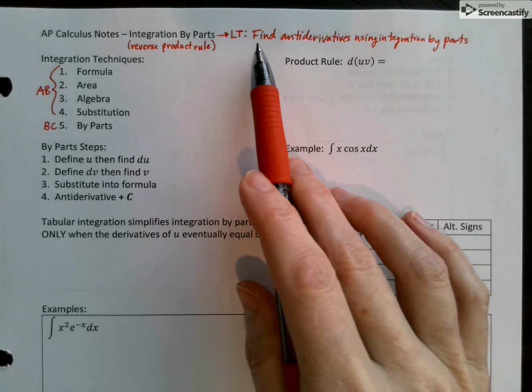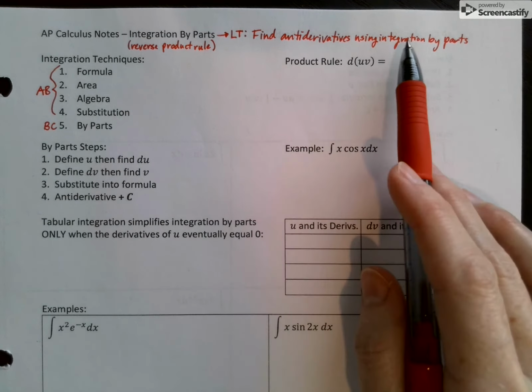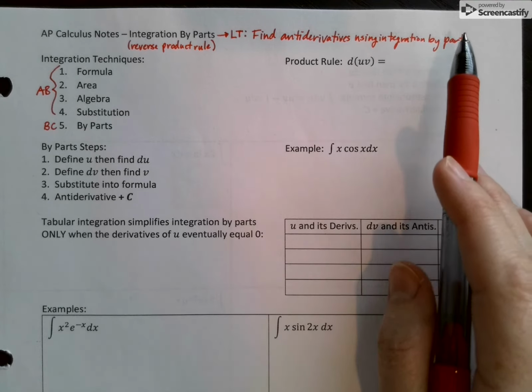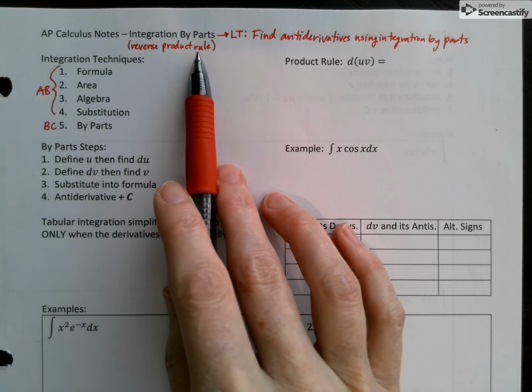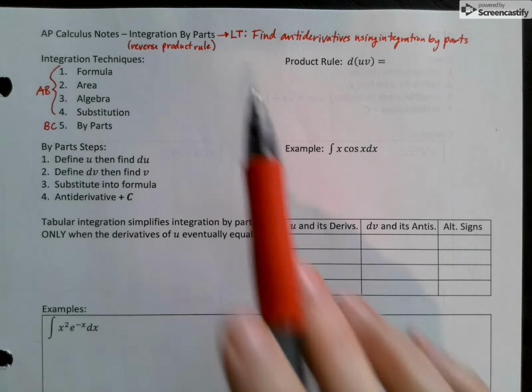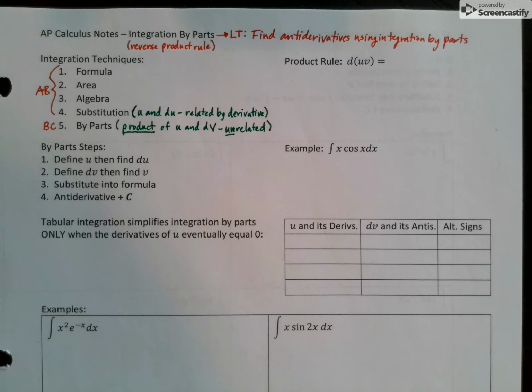Our learning target says to find antiderivatives using integration by parts. And just know going into it that integration by parts basically reverses the product rule when we take that antiderivative. Before we learn how to use our strategy of integration by parts, we need to know when to use it and why we use it.